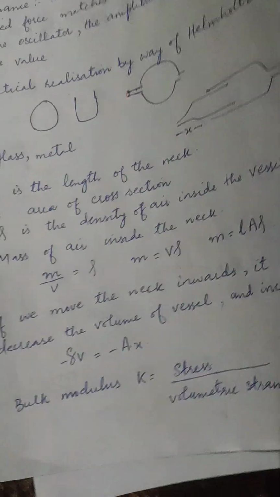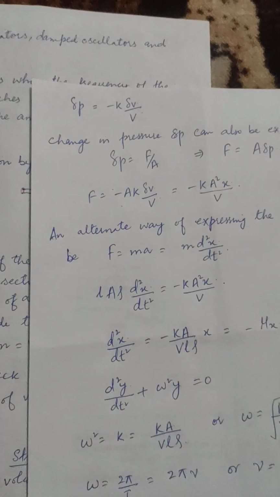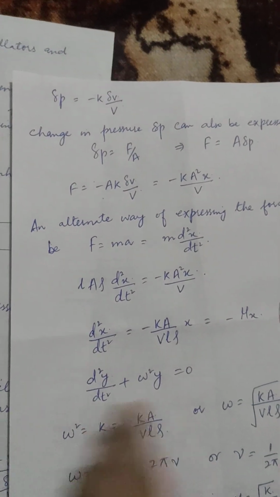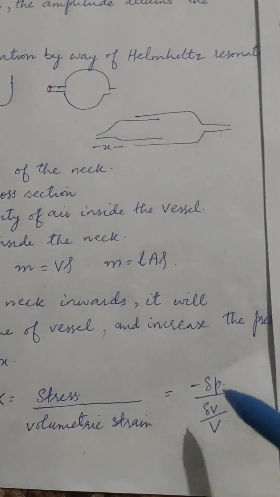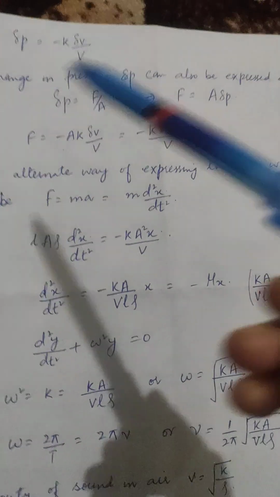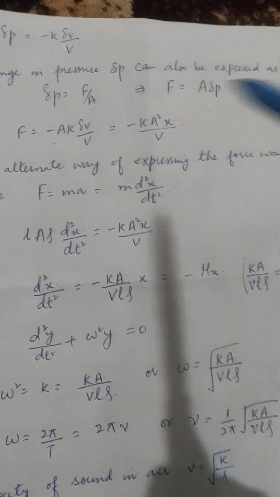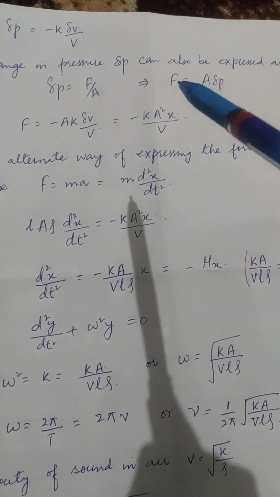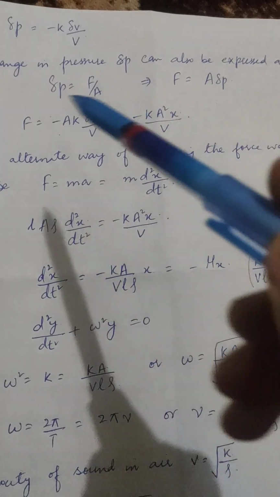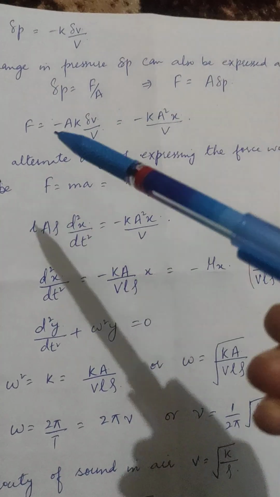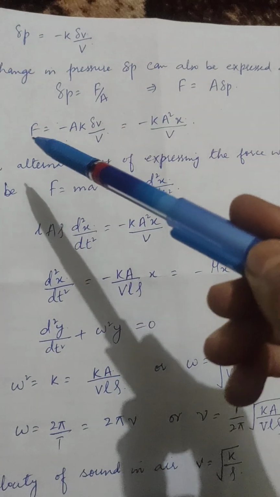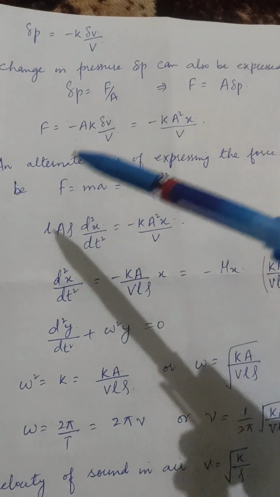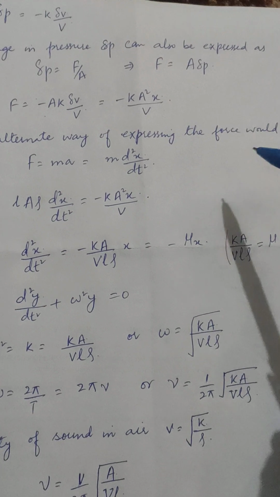Now, after this, we move to the next page. And what is that? This change in pressure is equal to K times delta V by V from this expression, right? It is K times delta V by V. Now, change in pressure delta P can also be expressed as force per unit area. From this, we get an expression for force, that is area into change in pressure. Or force is, for this change in pressure, we take the expression from here and force comes out to be this much.